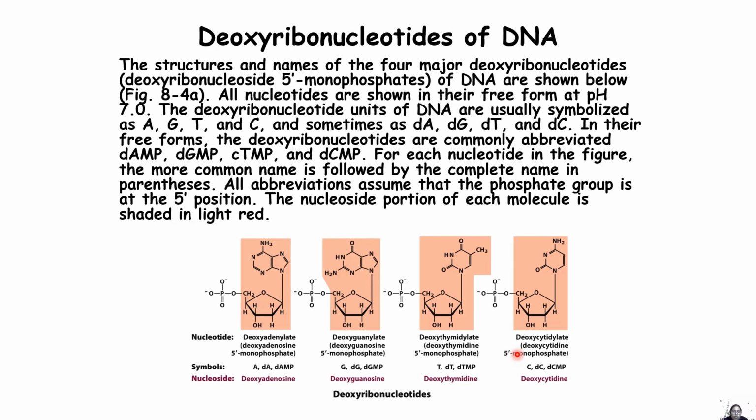Okay, these are the deoxyribonucleotides of DNA, and all nucleotides are shown in their free form at pH 7, the neutral pH. So the deoxyribonucleotide units of DNA are usually symbolized as A, G, T and C, and sometimes as dA, dG, dT and dC. In their free form, the deoxyribonucleotides are commonly abbreviated as dAMP, dGMP, dCMP and dTMP. For each nucleotide in the figure, the more common name is followed by the complete name in parentheses. All the abbreviations assume that the phosphate group is at the 5' position. The nucleoside portion of each molecule is shaded in light red, if you can see over here.